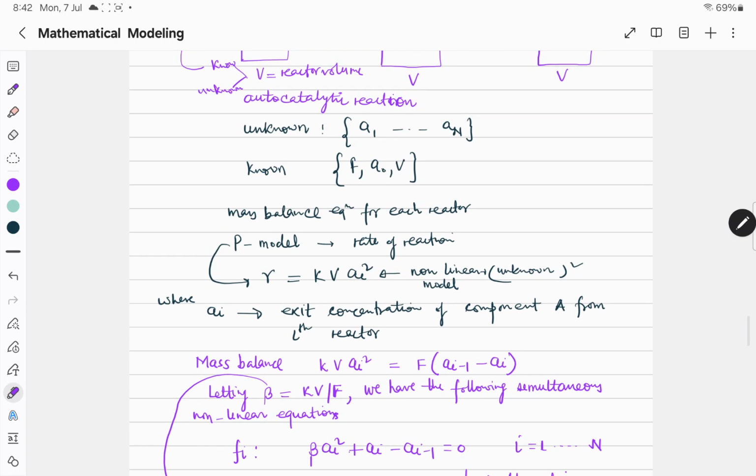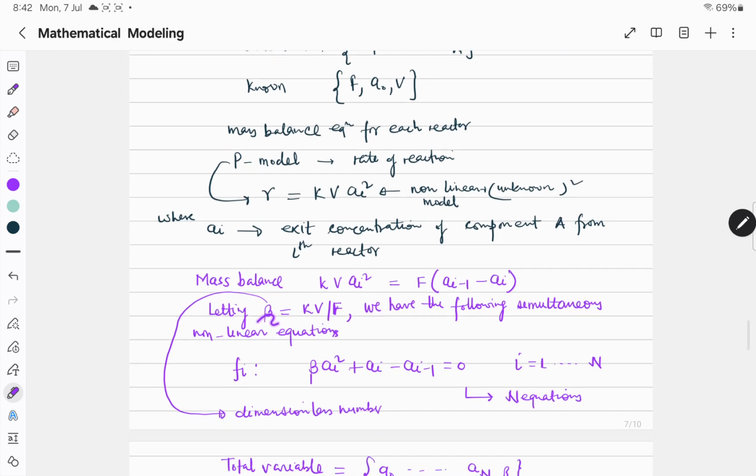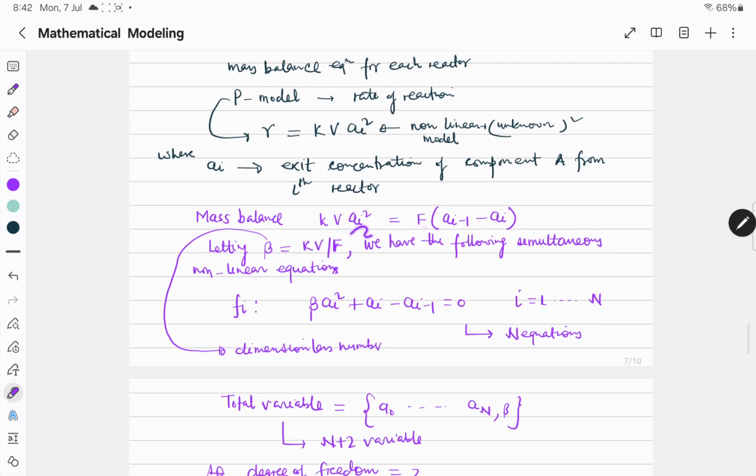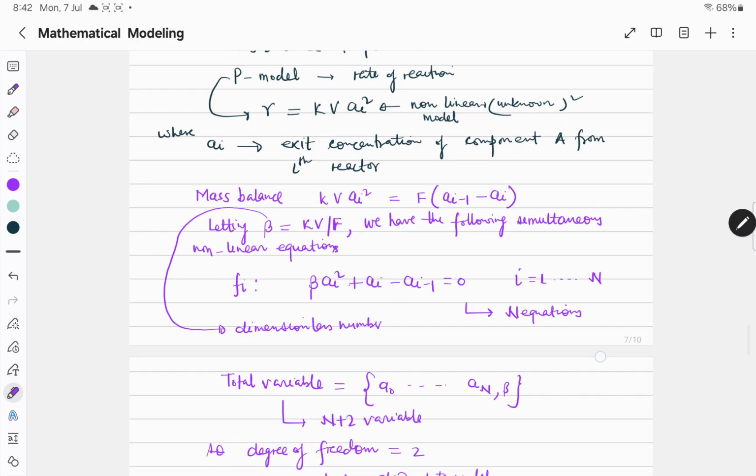Ai is unknown, so this is the square of an unknown, so this is a non-linear rate model. You will combine both. This is the rate of reaction, by which reactants or products are consumed or generated, and it is equal to the change in concentration, Ai minus 1 minus Ai, multiplied by the feed flow rate. Letting beta equal kV by F, we have the following non-linear equation: beta Ai squared equals Ai minus 1 minus Ai. Bringing everything to the left-hand side, beta Ai squared plus Ai minus Ai minus 1 is equal to 0, for i equal to 1 to N.